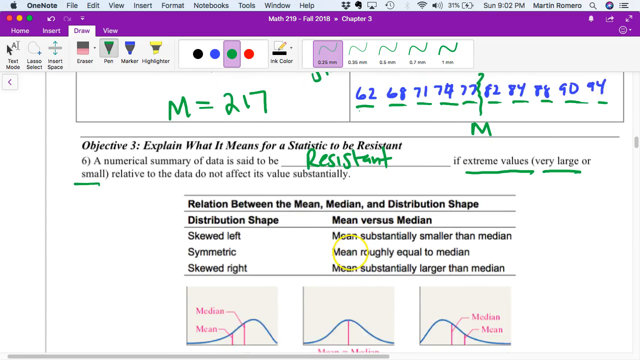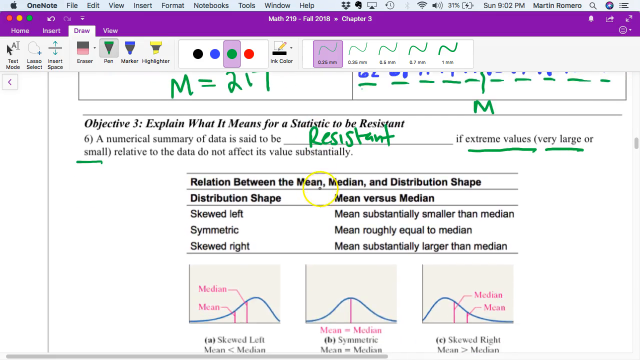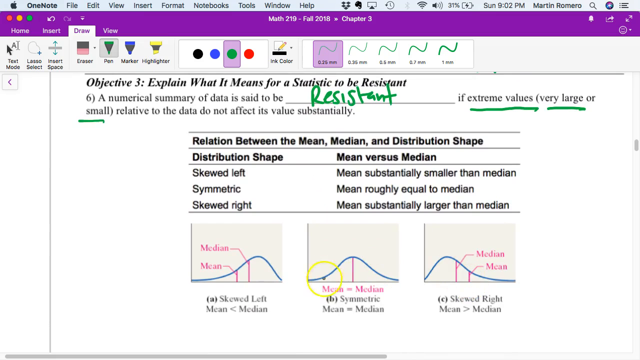When we look at the histograms of data, we can tell through the skewness if they have outliers or not. Here it says skewed left. In that case, the median will still be in the middle, but the mean will have a smaller value. It would be less than the median when it's skewed to the left.